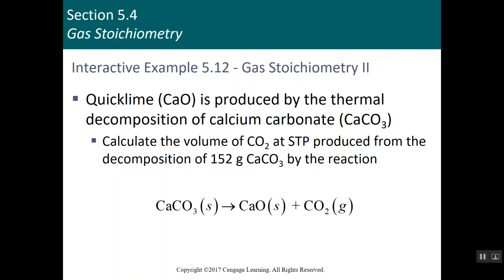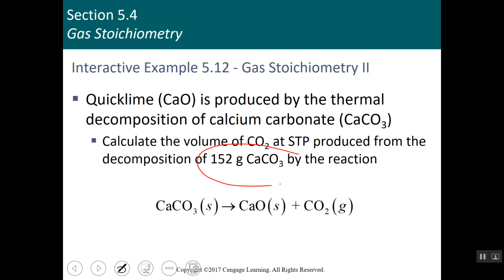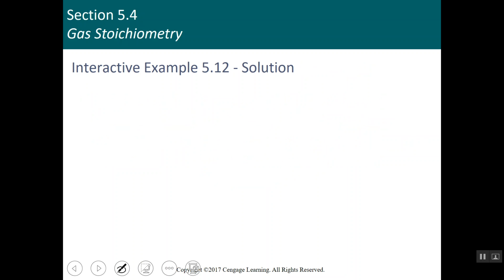Quicklime, calcium oxide, is produced by the thermal decomposition of calcium carbonate. Calculate the volume of carbon dioxide at STP produced from the decomposition of 152 grams of calcium carbonate by the following reaction. Note that the reaction is balanced, and note that two of the reagents you're looking at are solids. The other one is a gas. And also note that in the problem you are only given one mass, and so this is not a limiting reactant problem. This is a let's just go ahead and calculate the value problem.